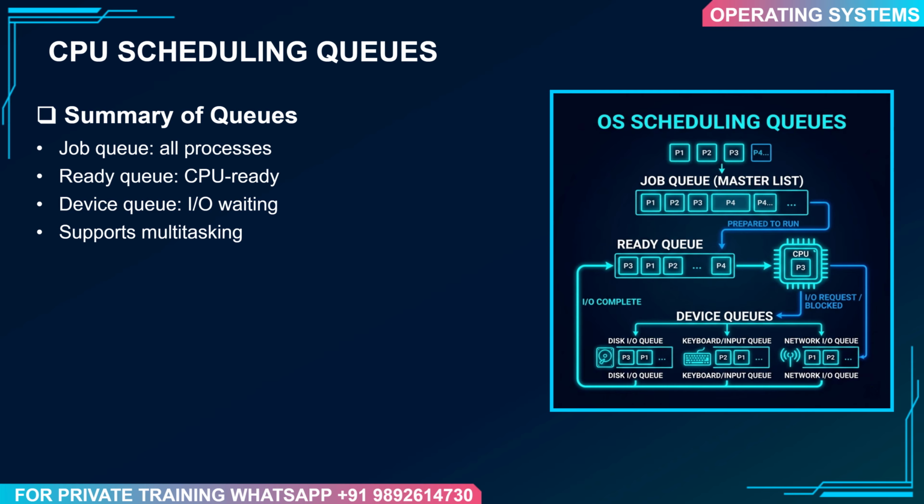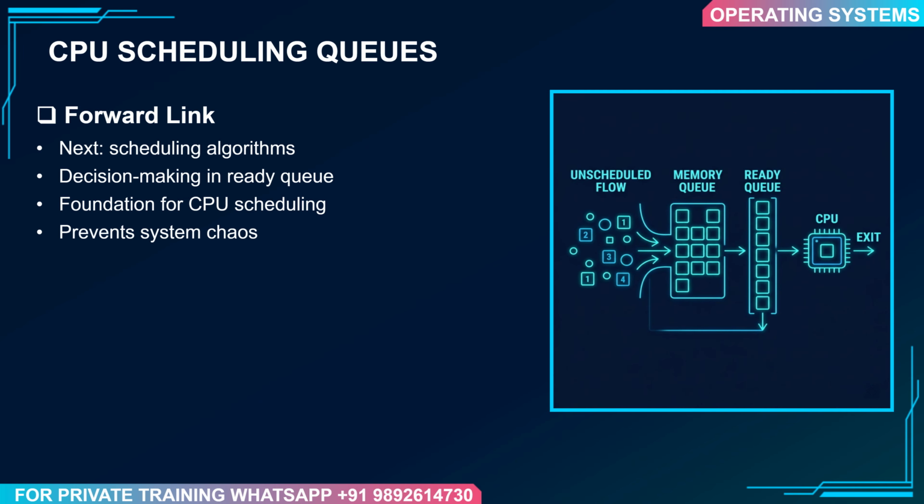In summary, these scheduling queues act like organized waiting areas. The job queue keeps track of all processes in the system. The ready queue holds processes that are prepared to run. And the device queue handles processes waiting for I/O operations. Together, they ensure smooth multitasking, efficient CPU utilization, and a responsive system. As we move forward into scheduling algorithms, you'll see how the OS decides which process to pick from the ready queue. But for now, understanding these queues gives you a clear picture of how processes flow inside the system without creating chaos.